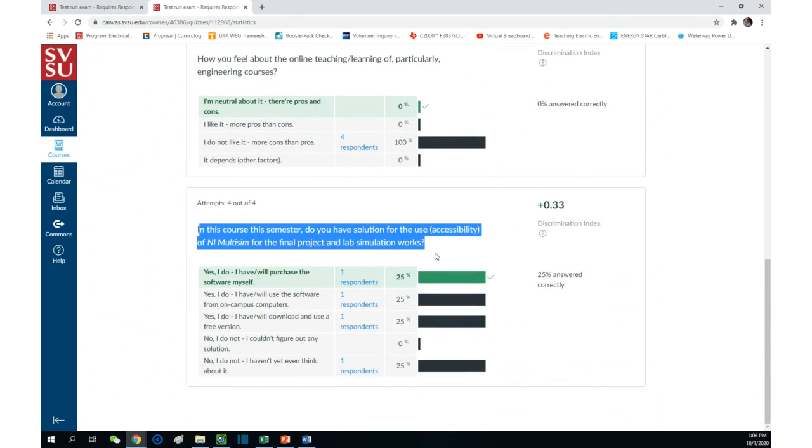I really want to know where students are at on this, because Multisim is required for not only our labs but also the final project. So we need to have a solution for it. Among these 4 students, only 1 said no, I haven't yet thought about it, but I think he has thought about it quite a bit. He's a thoughtful student, so I'm not quite worried about it. And the rest of you seem okay.